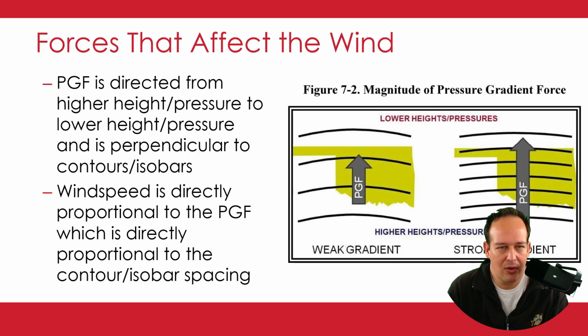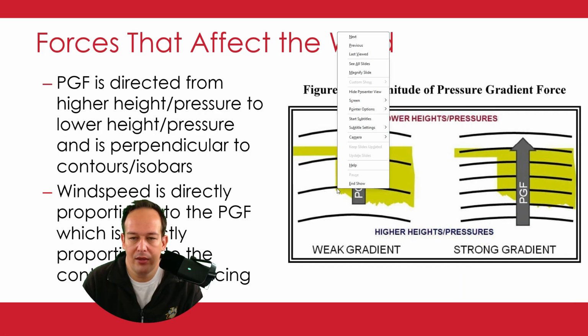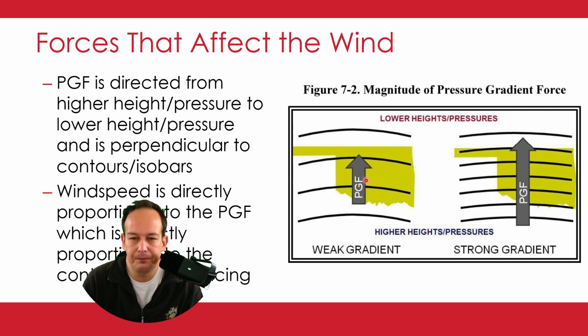So like we said, pressure gradient force is directed from higher heights, pressure, to lower heights, pressure, and is perpendicular to the height contours, the isobars. And so wind speed is directly proportional to the pressure gradient force based on the spacing. So here on the left side of this picture, these isobars are spaced out however much, doesn't really matter, but how close those isobars are represents how much the pressure is changing over a distance.